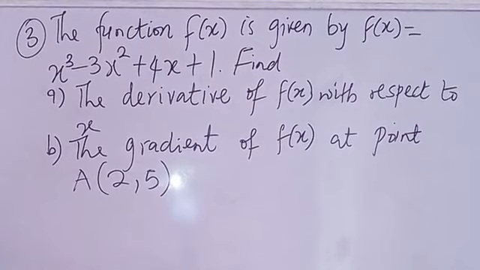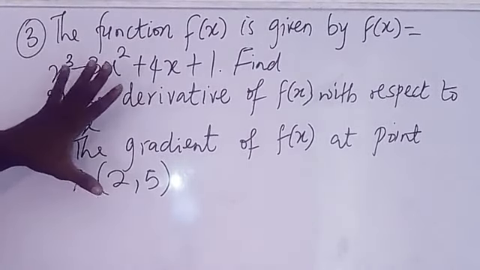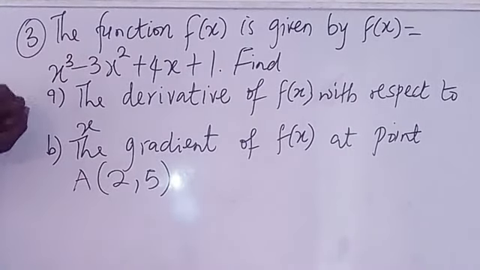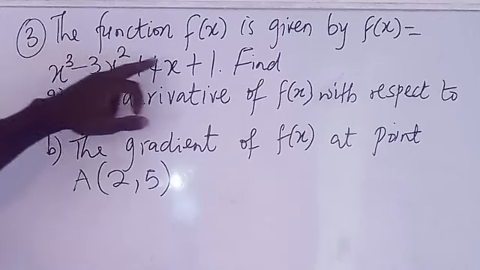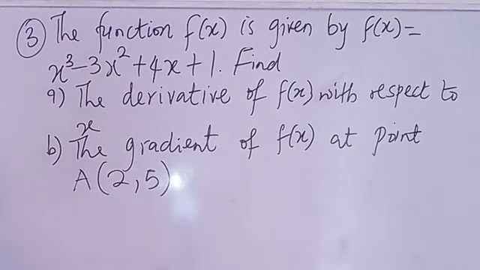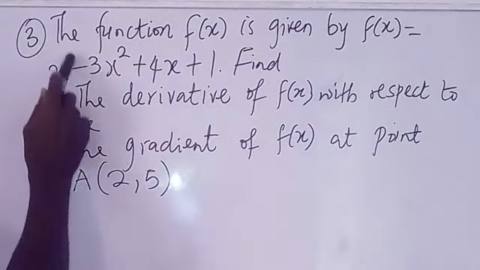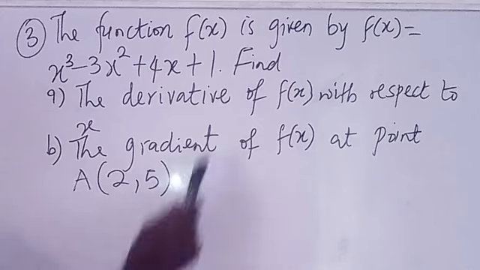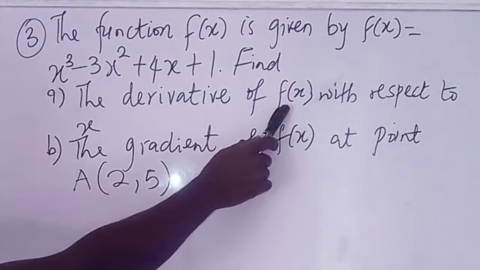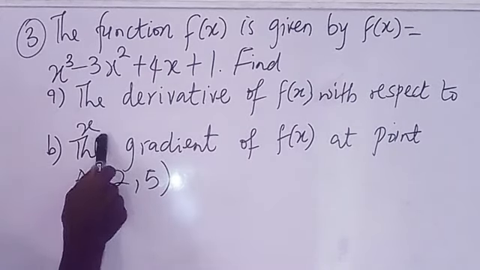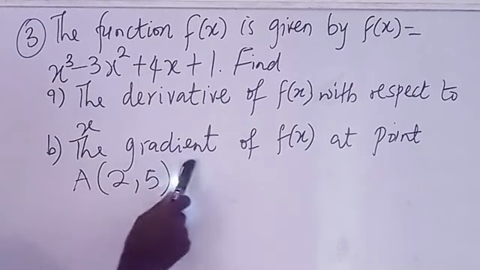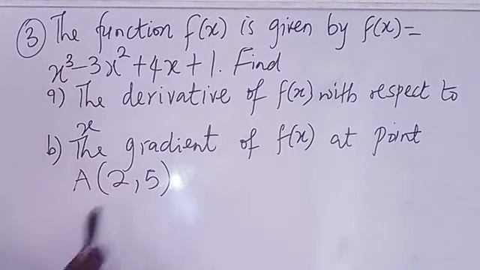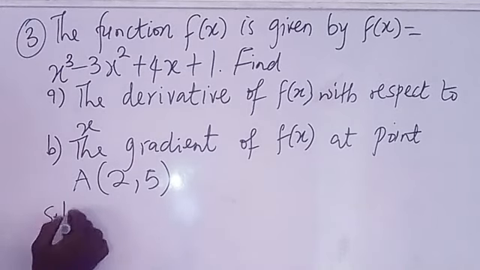Now we have problem 3. This is essay question. The question says the function f of x is given by f of x equals x to the power of 3 minus 3x squared plus 4x plus 1. So the question says find the derivative of f of x with respect to x, then the b, the gradient of f of x at point this. All right, so how are we going to solve this?